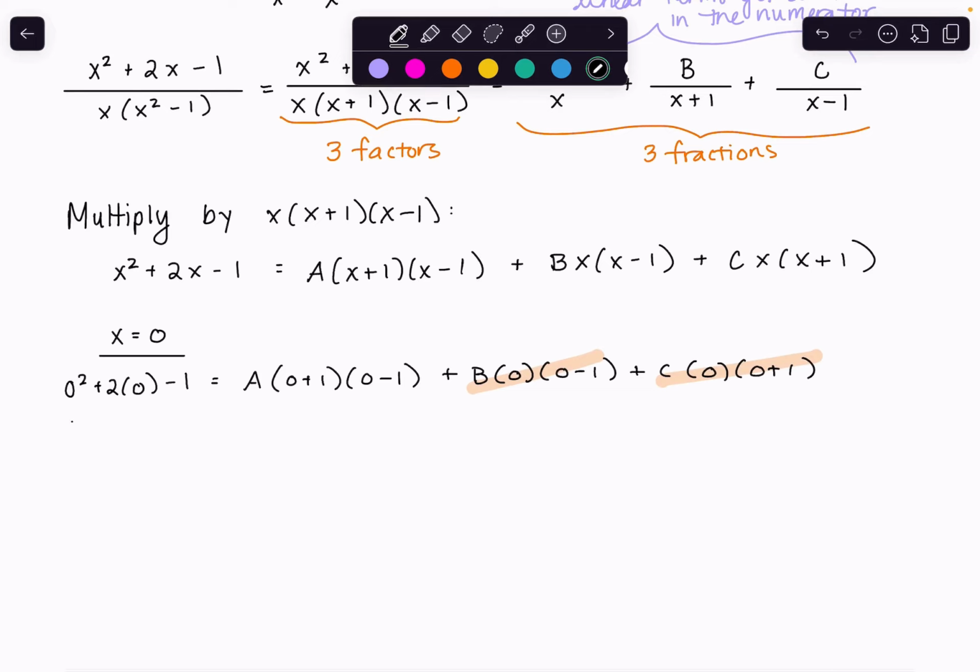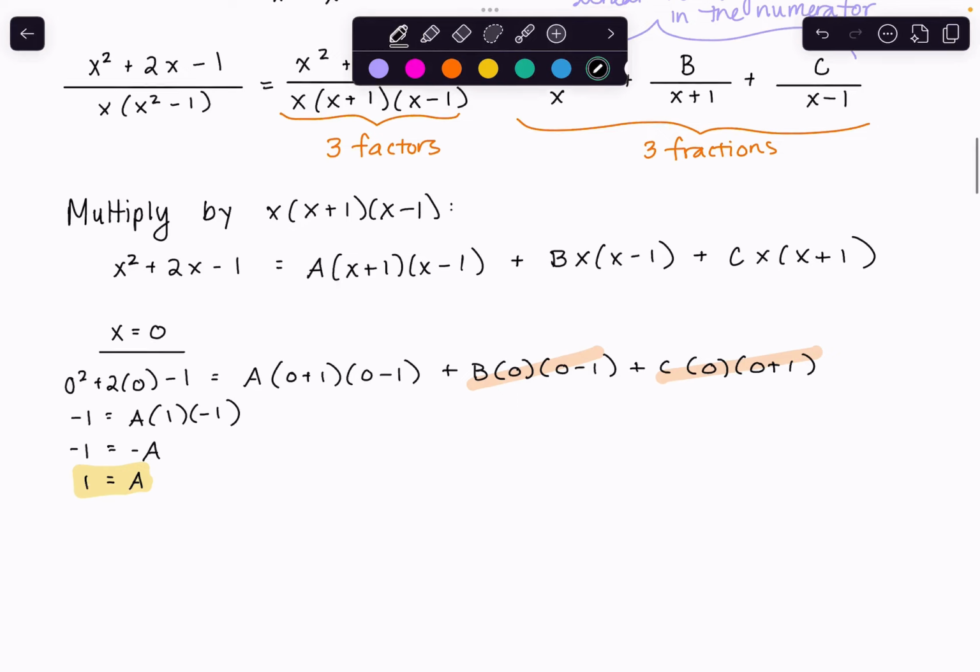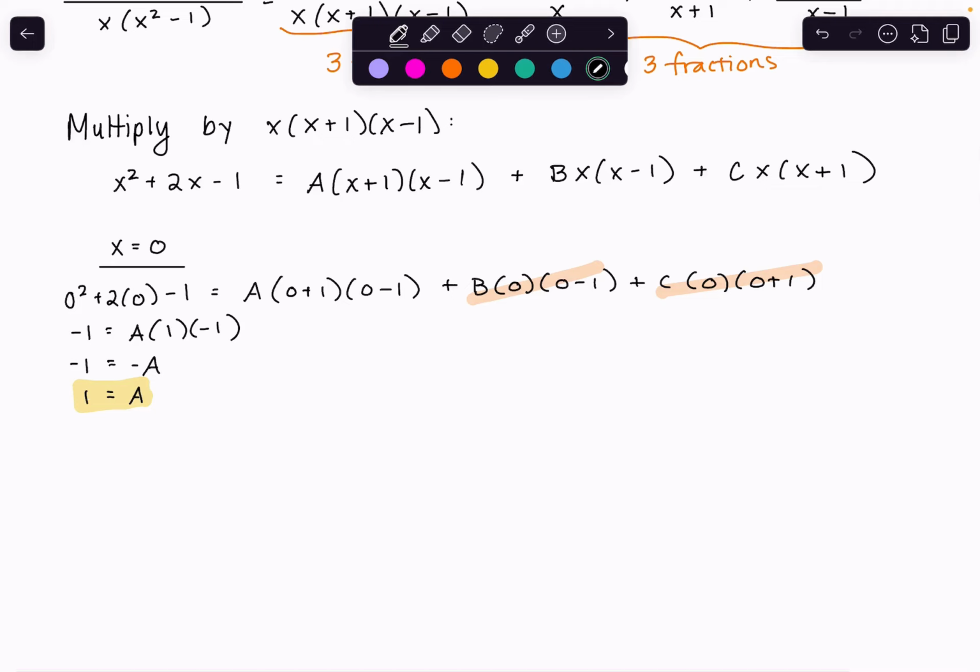So on the left-hand side, we're just left with -1, and over here we have a times 1 times -1. So -1 is equal to -a, telling us our value of a is +1. Okay. Now I want to do the same thing. Another value that's really good to pick is -1, because then this will disappear and this will disappear.